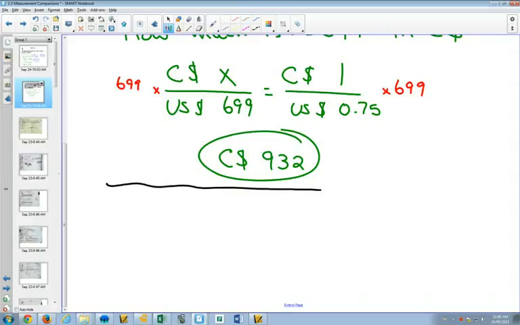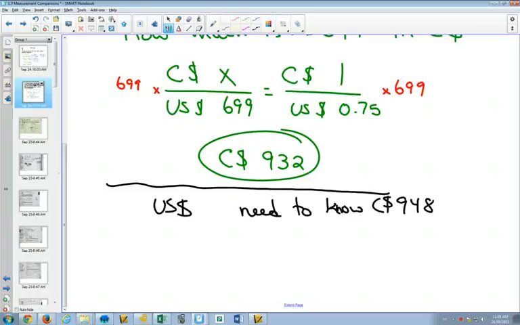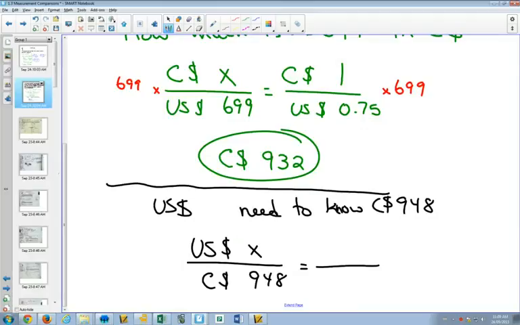So if I decided I would look at everything in US dollars, then I need to know how much the $948 Canadian is in US. And if I set that up, I'd say I don't know how much that is in US, but I have 948 Canadian. I know that 1 Canadian is 0.75. Again, now the US would go on the top and the Canadian would go on the bottom because that's how I've set it up over here.